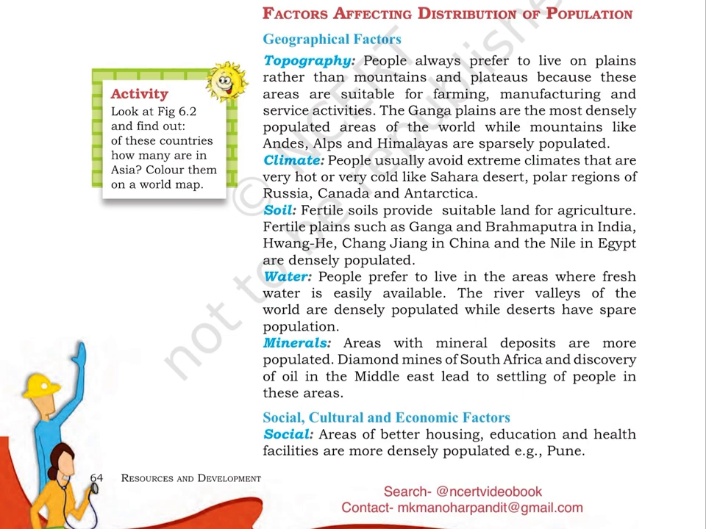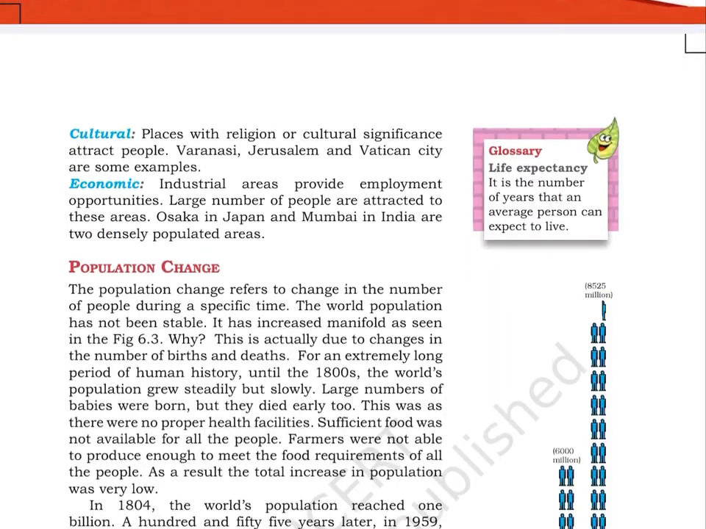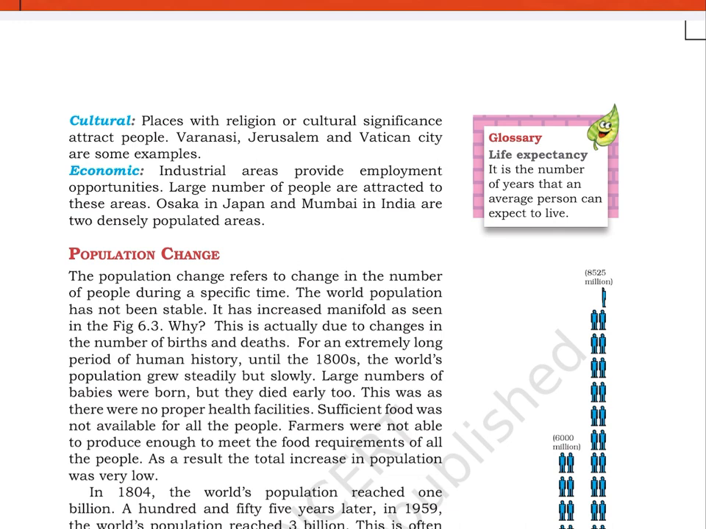Social, cultural and economic factors. Social. Areas of better housing, education and health facilities are more densely populated. For example, Pune. Cultural. Places with religious or cultural significance attract people. Varanasi, Jerusalem, and Vatican City are some examples. Economic. Industrial areas provide employment opportunities. Large number of people are attracted to these areas. Osaka in Japan and Mumbai in India are two densely populated areas.